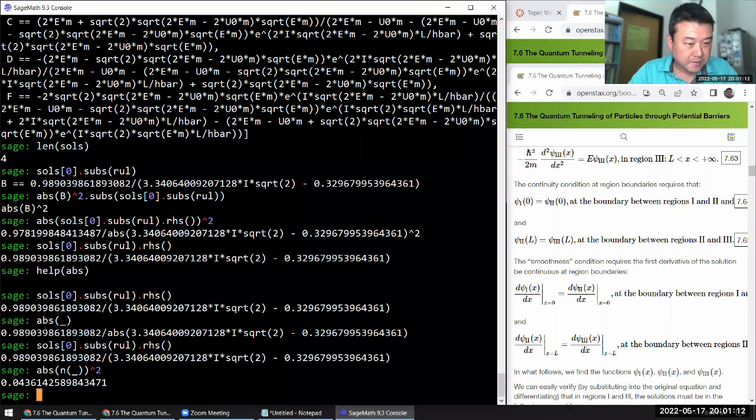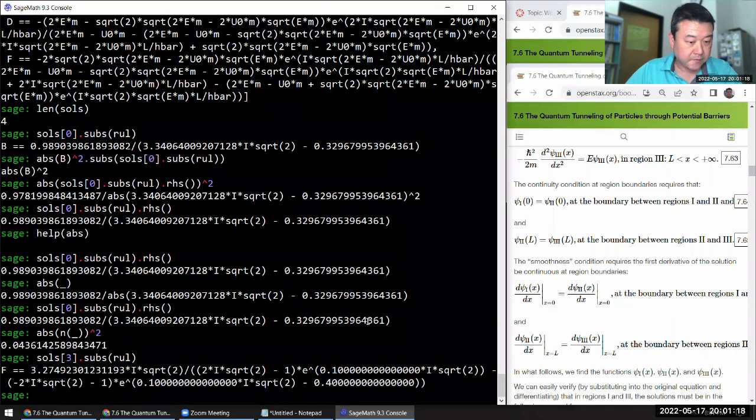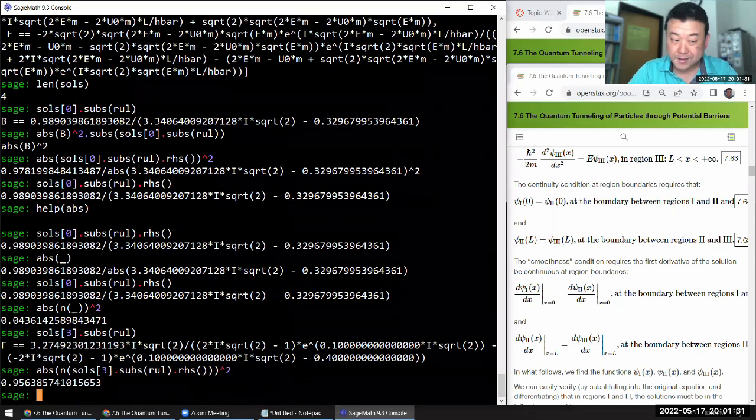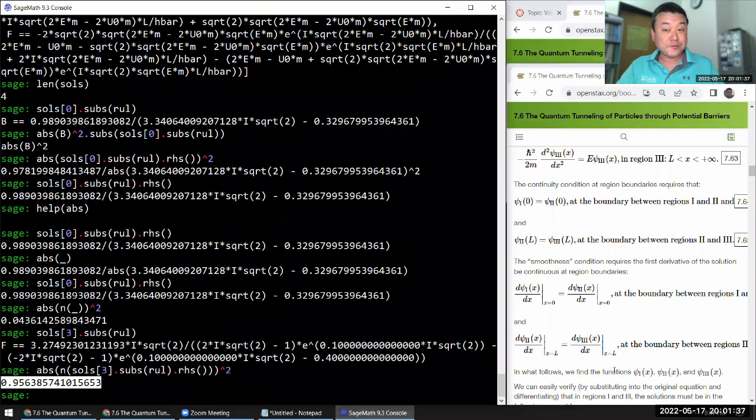Let me try something similar for the last solution, which is our F, and I'm going to do the same thing. Take the right hand side, put it through the decimal approximation, and say absolute value squared. And here's the fun thing. Watch this and this. They add up to 1, which is what you would expect.